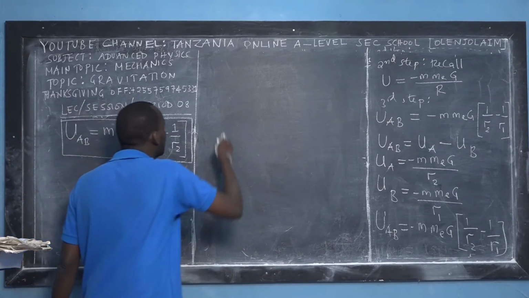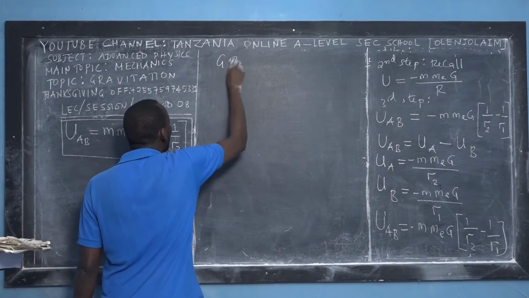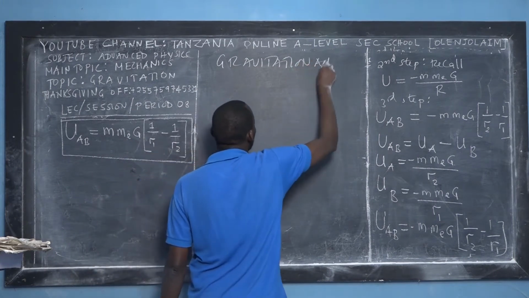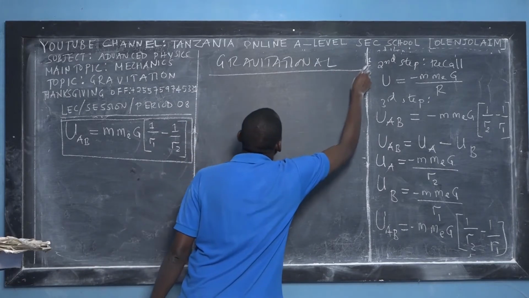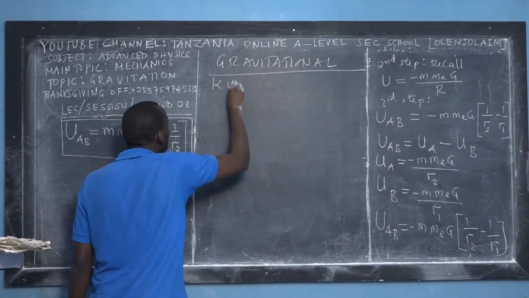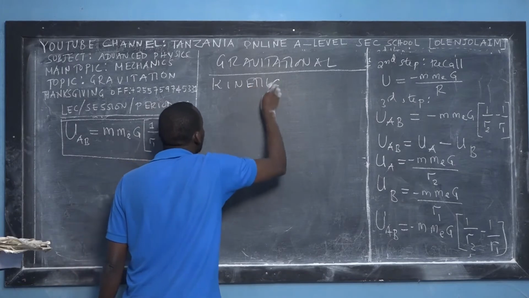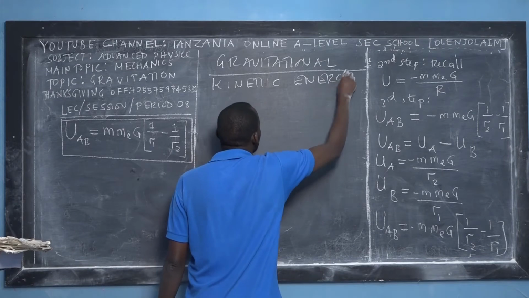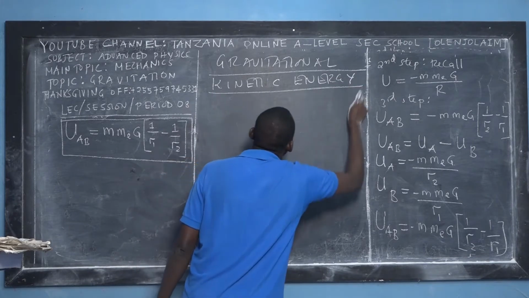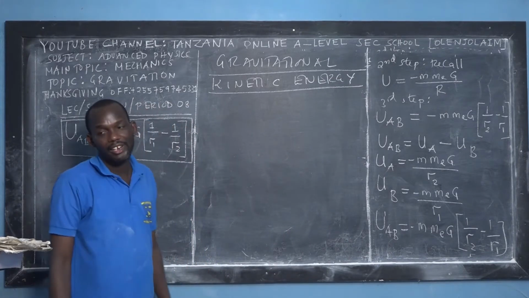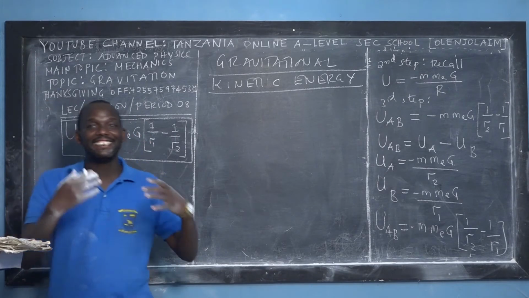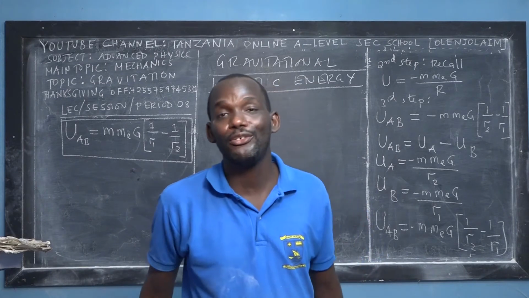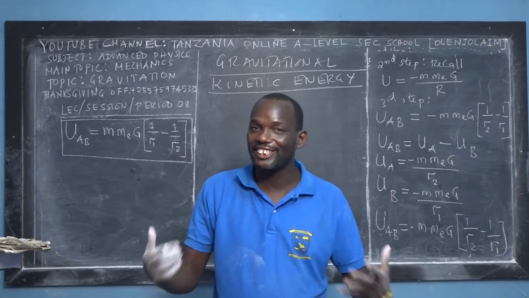Gravitational kinetic energy. Say it again. Gravitational kinetic energy. The kinetic energy that makes bodies move in the gravitational field. That's the meaning of gravitational kinetic energy.